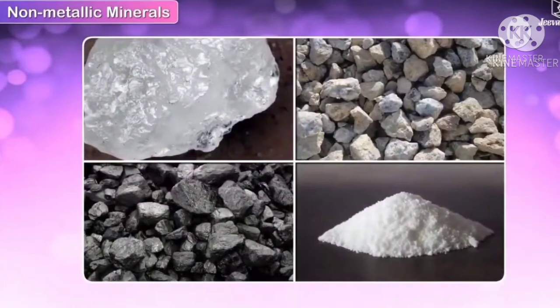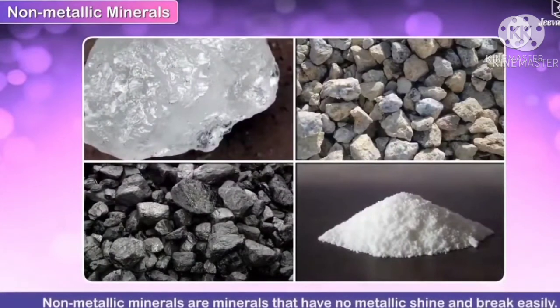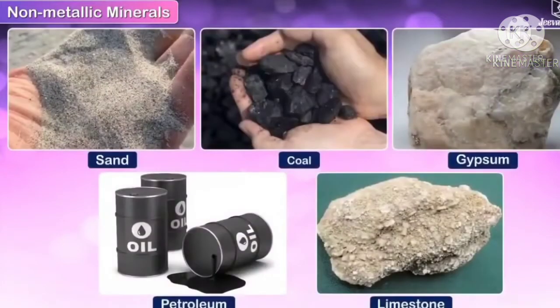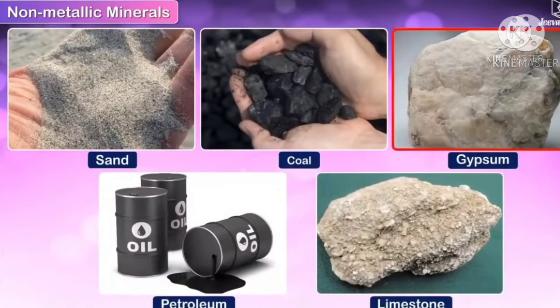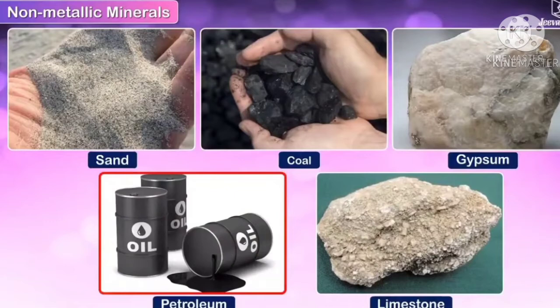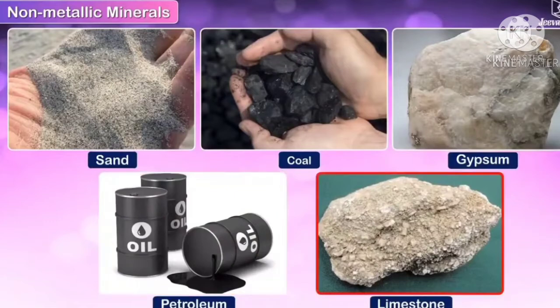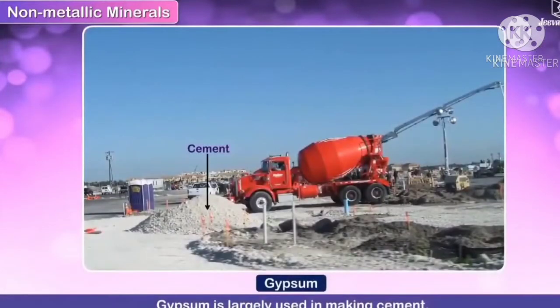The next is the non-metallic minerals. Let's take them one after the other. Non-metallic minerals are minerals that have no metallic shine and they break easily. So when you pick them, they break easily, unlike the metallic minerals that are metallic in nature. Examples are sand, coal, gypsum, crude oil, limestone. Hope you're seeing the images so that when you come across them, you'll be able to identify them easily.